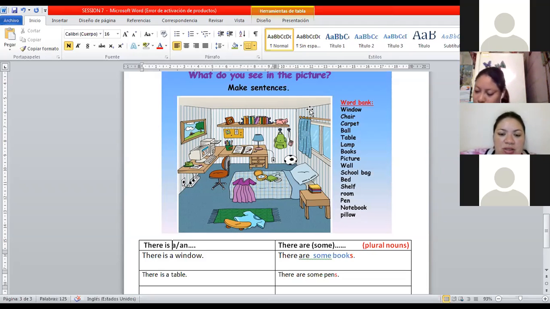How do you say alcancía? Oh, that's a piggy bank. That is called a piggy bank. There is only one, right? Hay una. All right, so there is a piggy bank. All right, there you go. Piggy bank.